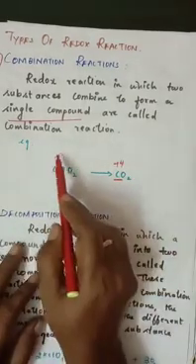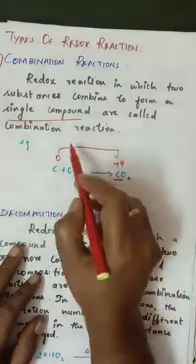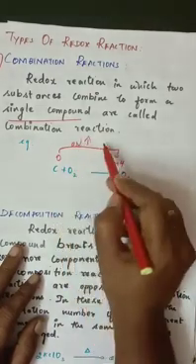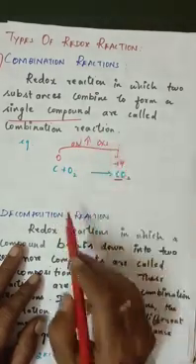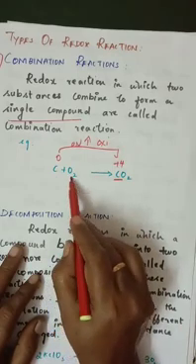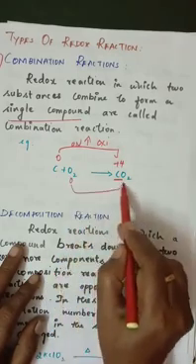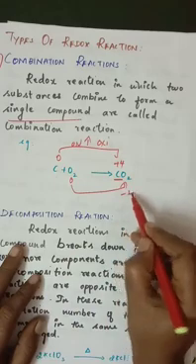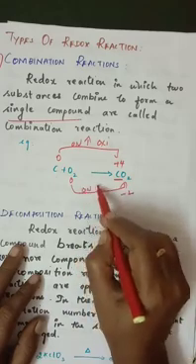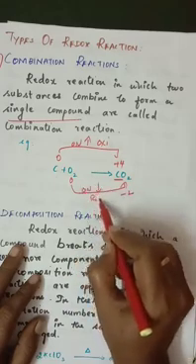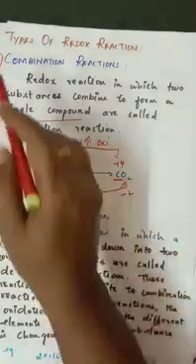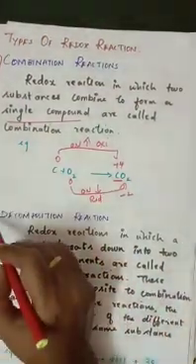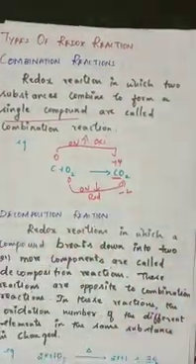What happened here? The oxidation number is increased. So oxidation number increases means that is said to be oxidation. What about here? This is also 0. And what about here? This is -2 oxidation number. Here the oxidation number decreases. This is a reduction reaction. This is a combination reaction. The second reaction is decomposition reaction.